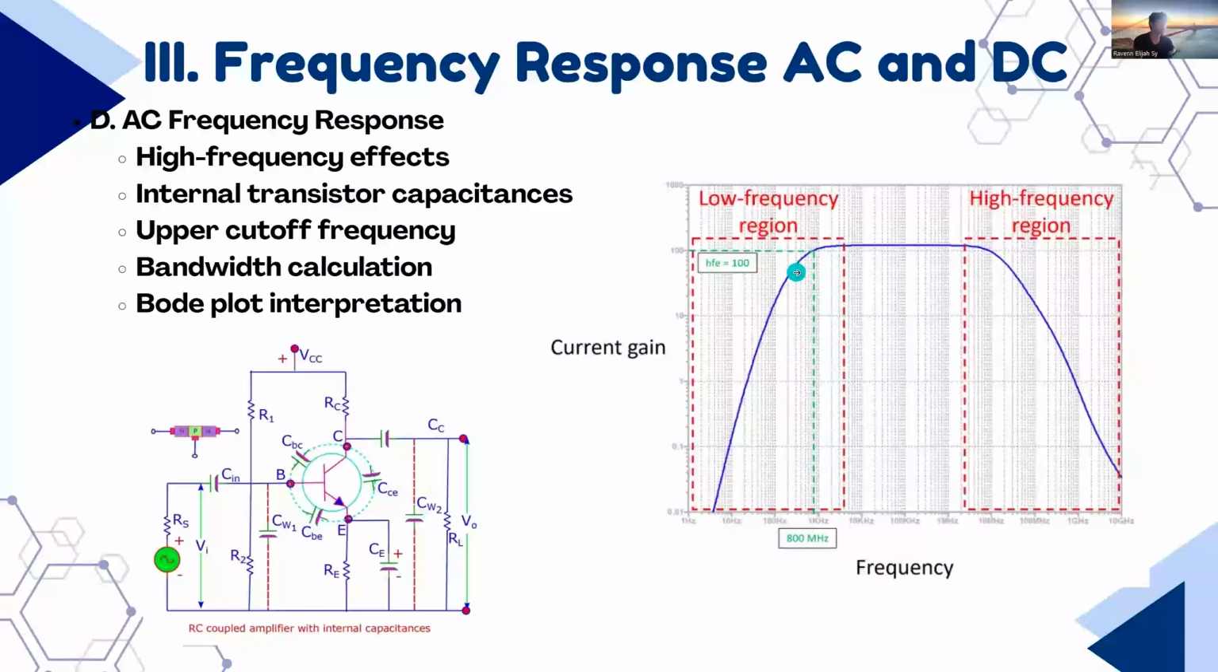Beyond these cutoff frequencies, the gain rolls off at a constant rate, typically negative 20 dB per decade or 6 dB per octave for a single pole RC network. If multiple capacitive networks engage at higher frequencies, the slope steepens to 40 dB per decade or more, showing how aggressively the circuit attenuates high frequency signals.